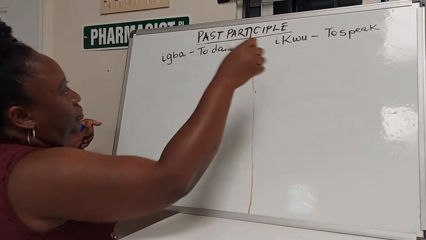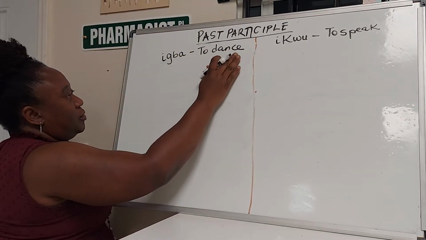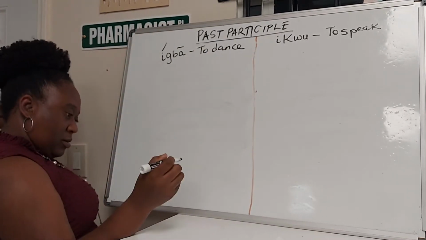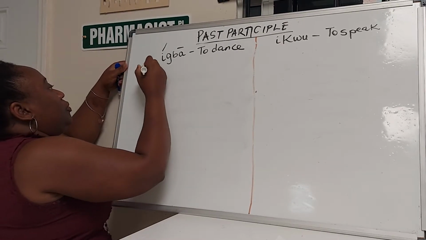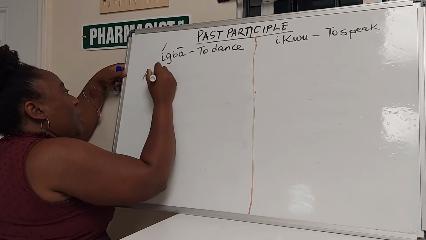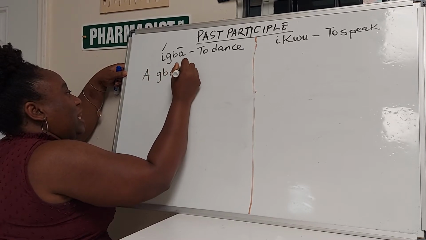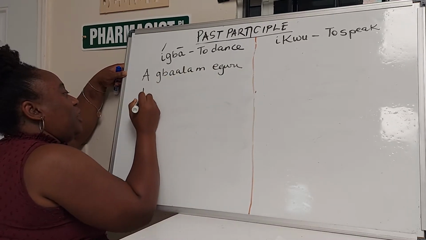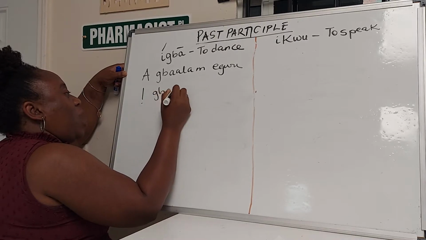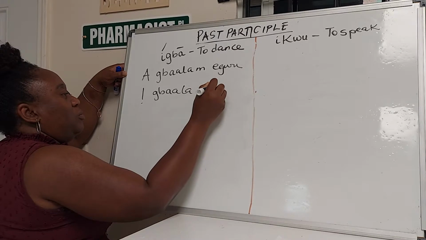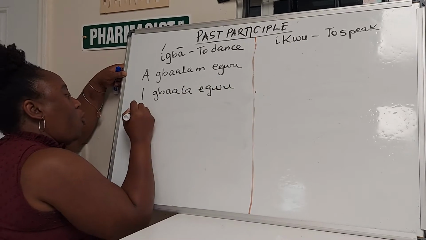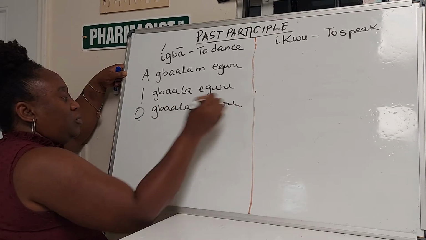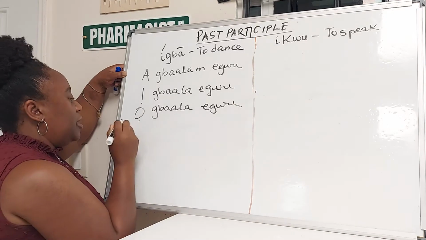Past participle. Okay? To dance, to Igba, to dance. So, agbala m egwu. I have danced. Igbala egwu. You have danced. Ogbala egwu. He, she, or it has danced.